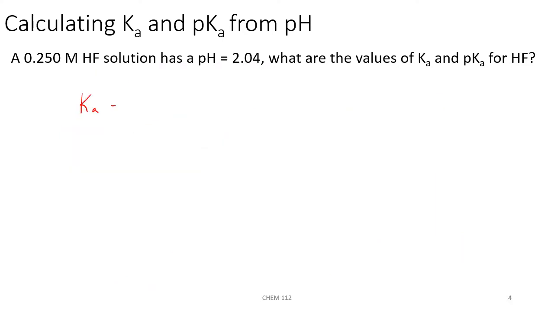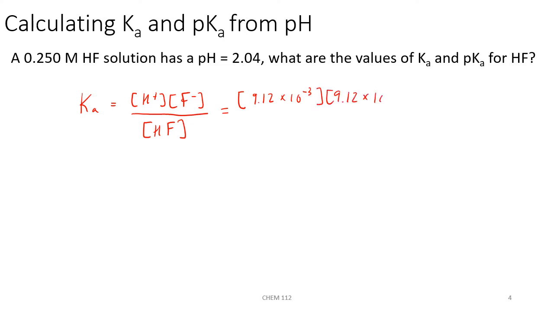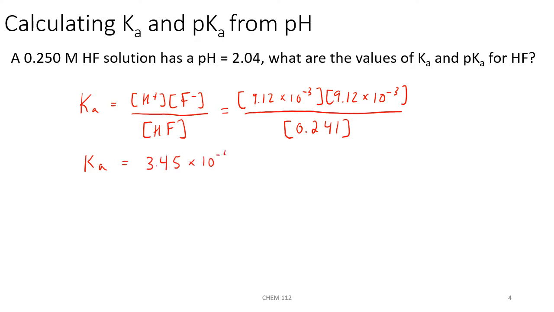So Ka was equal to the hydrogen ion concentration at equilibrium times fluoride ion concentration over our weak acid concentration. We figured out that our hydrogen ion and our fluoride ion concentration were the same. Those were both 9.12 times 10 to the minus third, divided by our equilibrium concentration of hydrofluoric acid, which was 0.241 molar. So our Ka comes out to being 3.45 times 10 to the negative fourth.